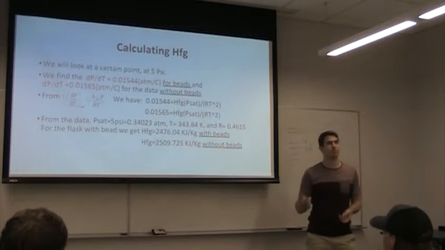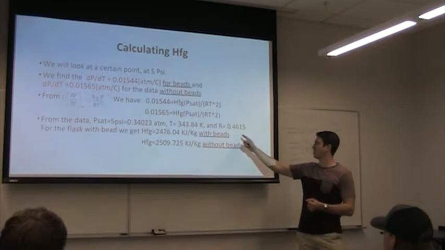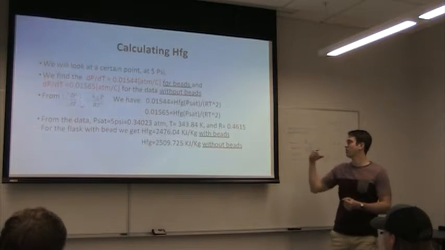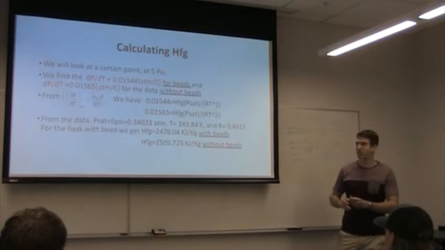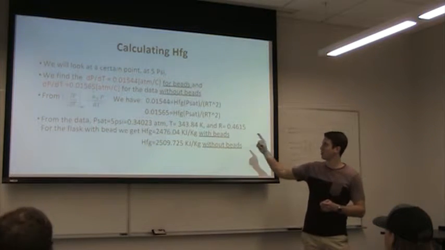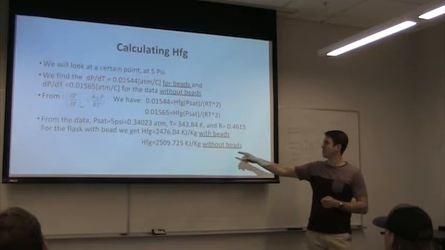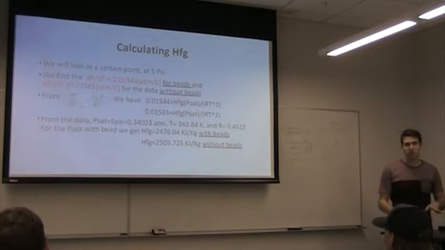Oh, I also had some trouble because I used the wrong R. I realized that I needed to use the specific gas constant and not the 8.314 gas constant. So I plugged all that in, and this is the result that I got for the flask with the beads, and this is for without the beads. So 2,480, 2,500, around the same spectrum.